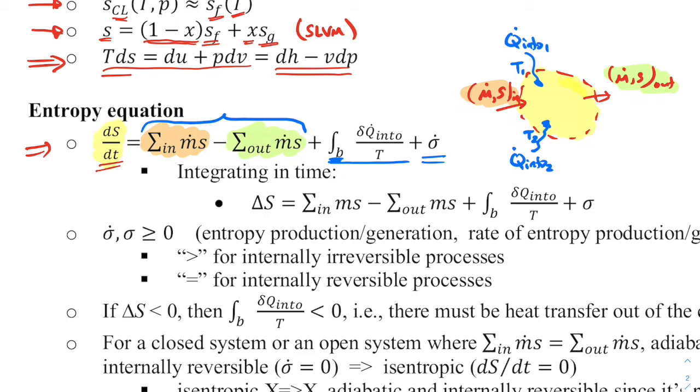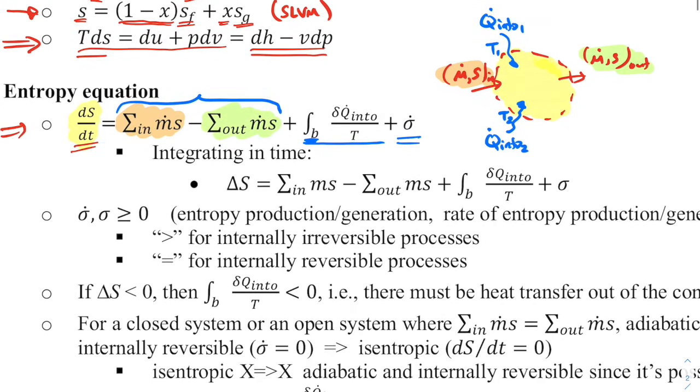If you take that expression and you integrate it in time, then the ds dt term becomes a delta s. The m dot in term just becomes the mass in. The m dot out term just becomes mass out. The Q dot term is just the heat in. And then the rate of entropy generation just becomes the entropy generation.